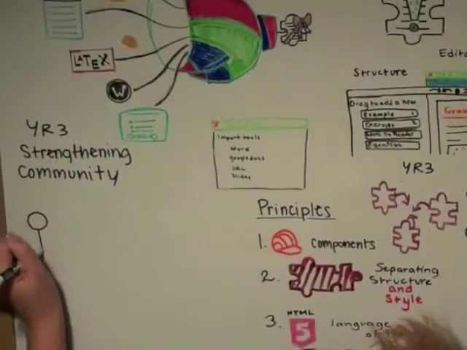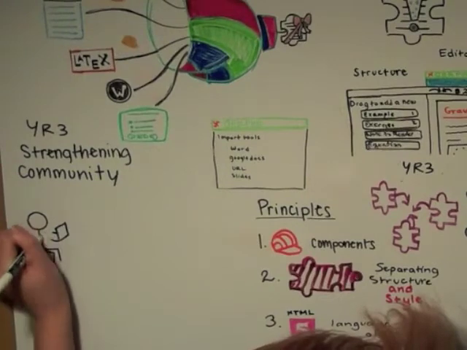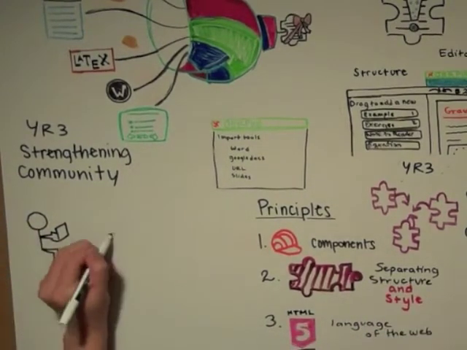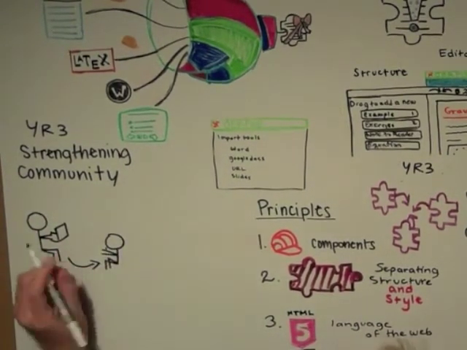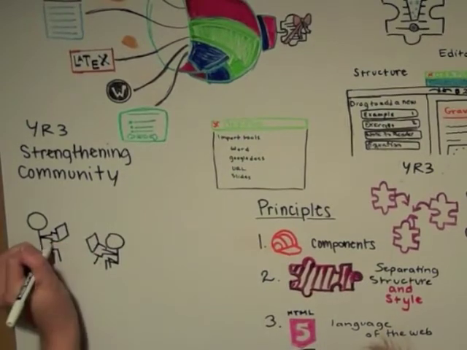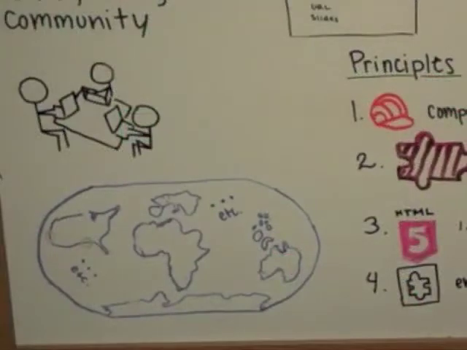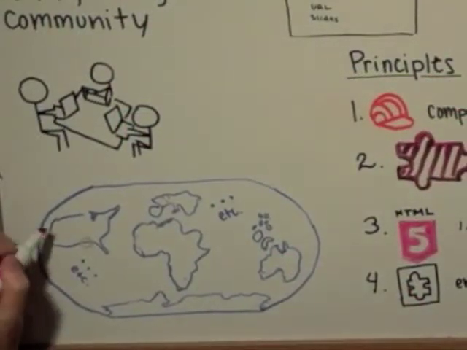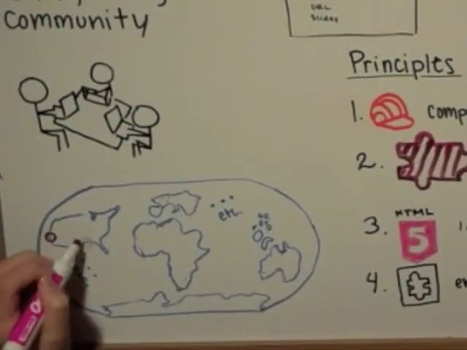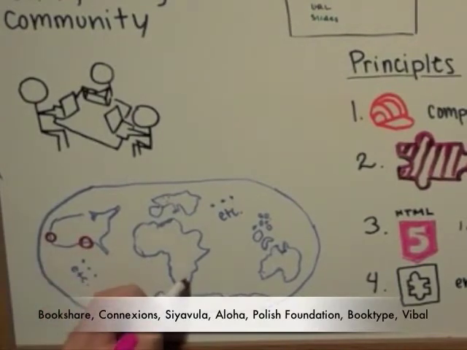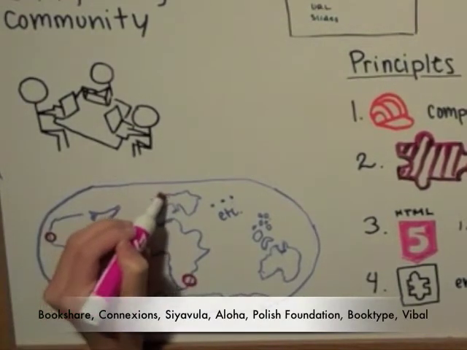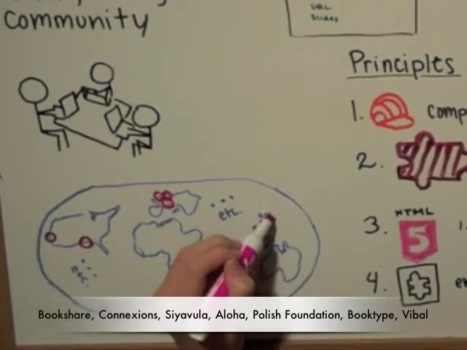The most important task ahead is strengthening and sustaining the content creation and development community. We'll do this by convening a series of week-long workshops and sprints that train new content creators and software developers, and help launch independent efforts around accessibility, internationalization, multimedia, and interactive content. We have invitations from Bookshare, Connections, Siyavula, Aloha, the Polish Foundation, BookType, and Bible so far.